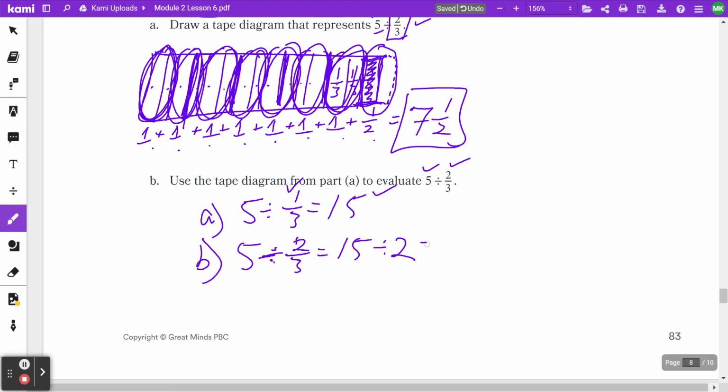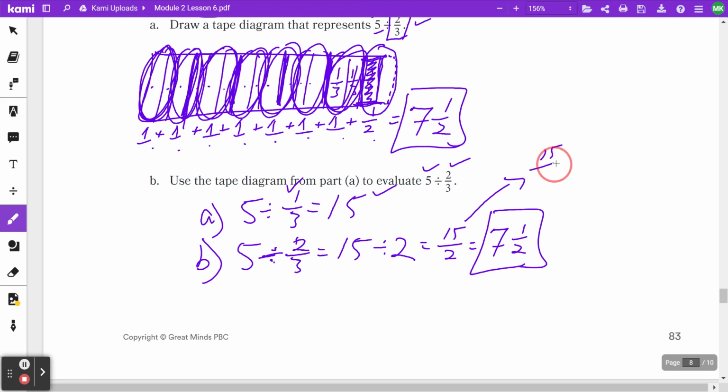So 15 divided by 2, if I turn that into a fraction, is 7 1/2. If you don't believe me, this is 15 divided by 2, which turns into a fraction. 15 divided by 2 goes 7 times, 14. Subtract to get 1. That is your numerator, and the 2 is your denominator. There you go. So 7 1/2.